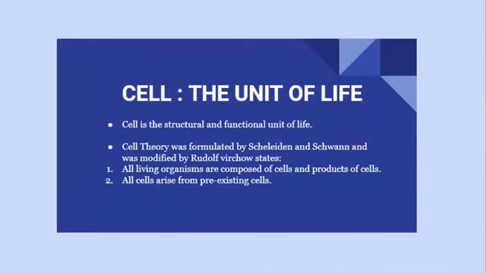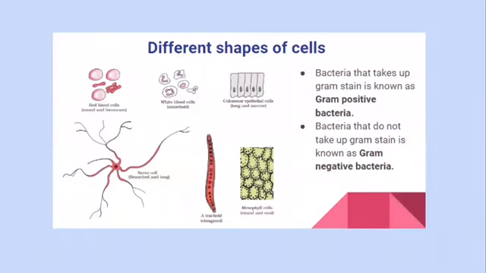Cell is a structural and functional unit of life. Cell theory explained that all the living organisms are composed of cells and products of cells. All the cells arise from pre-existing cells. There are different shapes of cells. Here I have shown the pictures of various types and shapes of cells. Some are spherical, some are round, some are elongated, some are cuboidal in shape. So there are different structures.